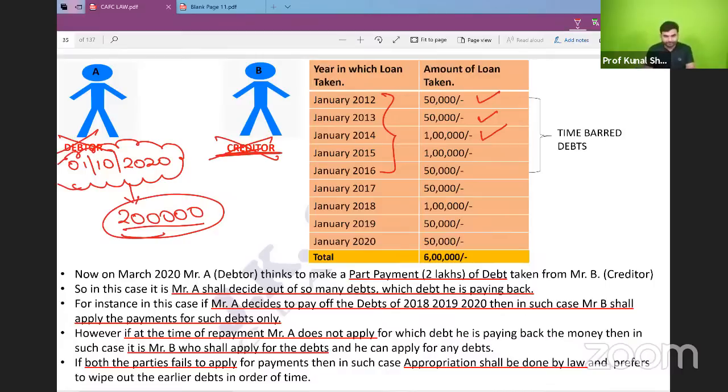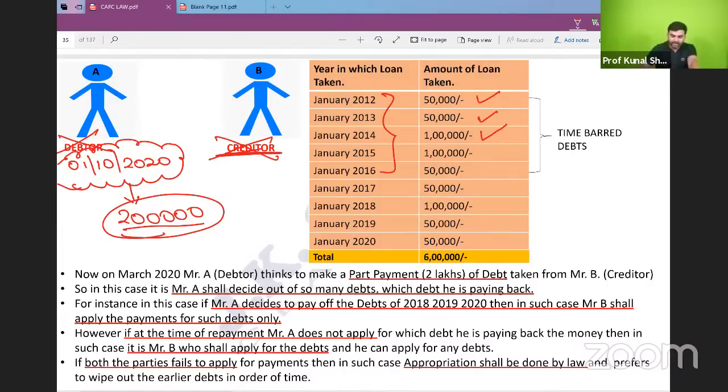So one last time, appropriation of payments. Whenever a debtor has taken multiple debts from a single creditor, then at the time of repayment, it is the debtor who shall apply which amount of loans he has repaid. If the debtor fails to apply, then such application will be done by the creditor. The creditor can apply wherever he wants to apply for the payments. However, if both the parties fail to apply, then appropriation is done by law and law appropriates them in ascending order, irrespective of whether it is time barred debt or not.